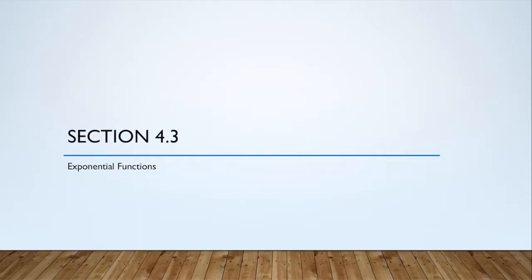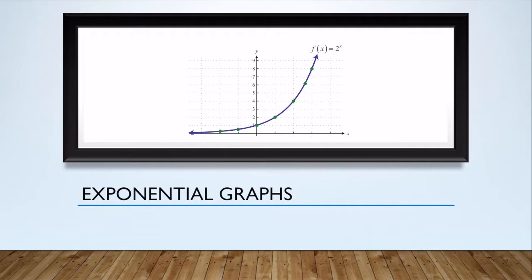Section 4.3 covers exponential functions. So here's an example of an exponential function. I have f of x equals 2 to the x, so our x values are the power on 2. Friendly reminder that negative exponents are fractions, so here I have 2 to the negative 1, which is 1/2. Here I have 2 to the negative 2, which is 1/4, right? So our exponential function is going to look like this, rising from left to right.